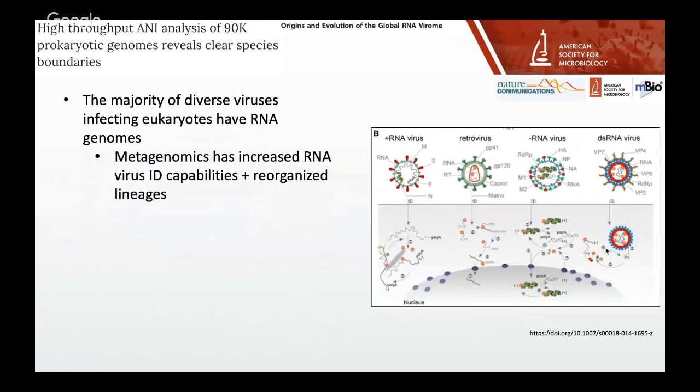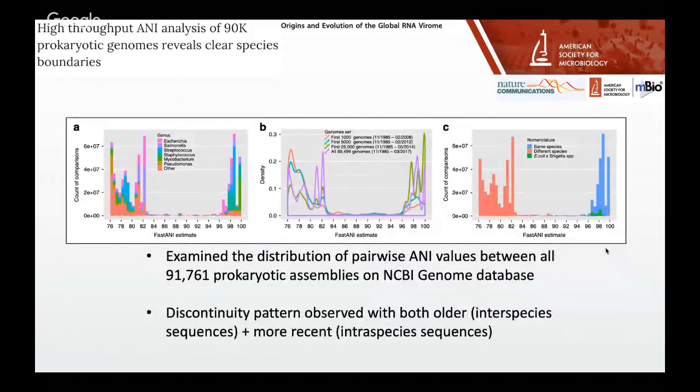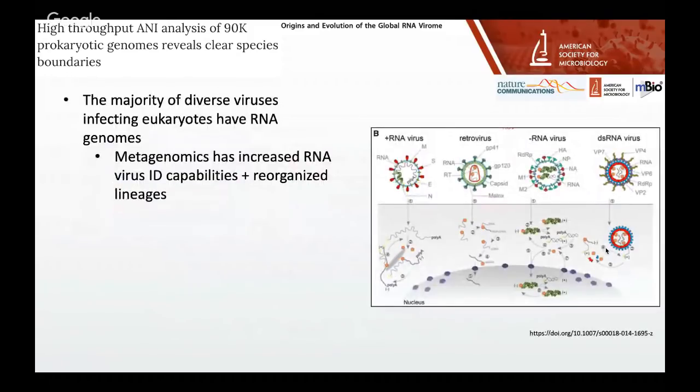And so that, oops, sorry, we're going to transition into looking at the virome. In this case, the researchers were looking at the majority of RNA viruses. And they wanted to look at RNA viruses and RNA genomes because the majority of diverse viruses that infect eukaryotes that are either plant pathogens or animal pathogens have RNA genomes. Now, of course, up until recently, virology has really focused on those pathogenic viruses because they have a very clear phenotype and are much easier to identify.